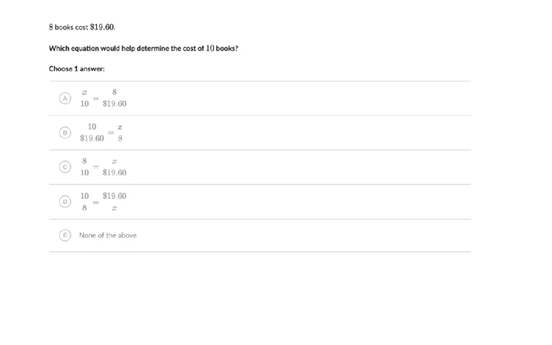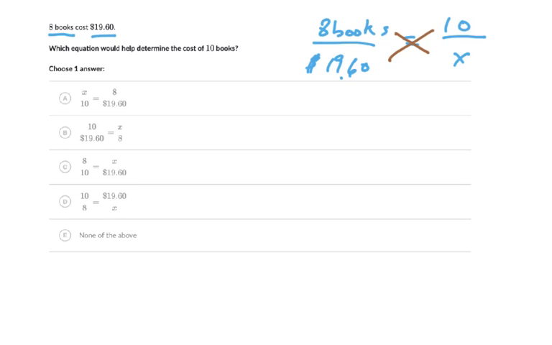Last one. We're just going to make sure we set this up right. So this is something we talked about in class. 8 books is $19.60. So 8 books cost me $19.60. And we want to know how much it would cost for 10. So this would be 10 and this would be x. So remember what I said last time. All you have to do is cross multiply, so 8x equals 1960 times 10. Now you're just going to cross multiply each of these and look for 8x equals 1960 times 10.